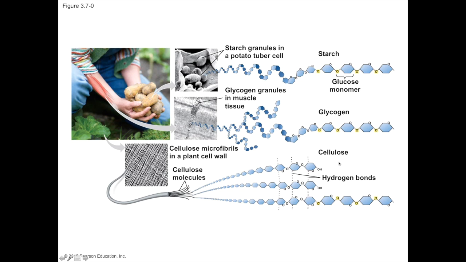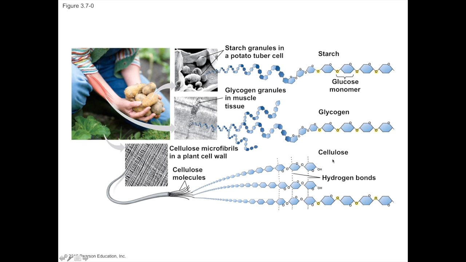However, cellulose is different. Do you see how there's a bond up, there's a bond down, there's a bond up, there's a bond down, there's a bond up? Here it's the bonds down, down, down, down. Here, again, it's down, up, down, up. That simple change in the bonding makes it where we cannot digest cellulose.